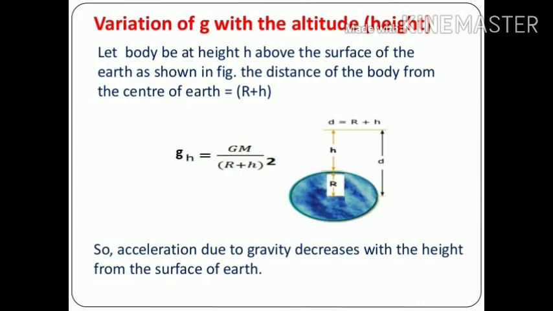If the object is at h distance from the earth's surface, then the distance between the object and the center of the earth will be R plus h. Definitely R plus h is greater than R. So the g at h distance will be less than the g on the earth's surface. So this is how g is changing with the altitude or height.